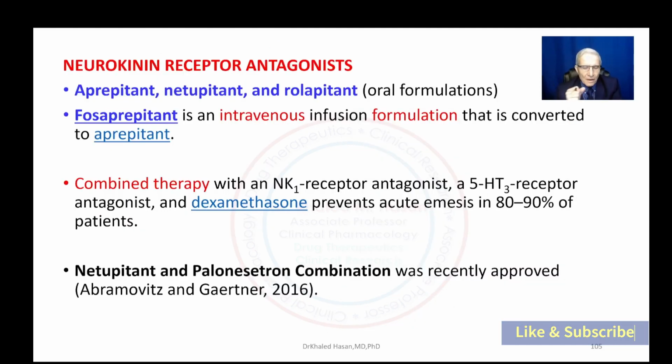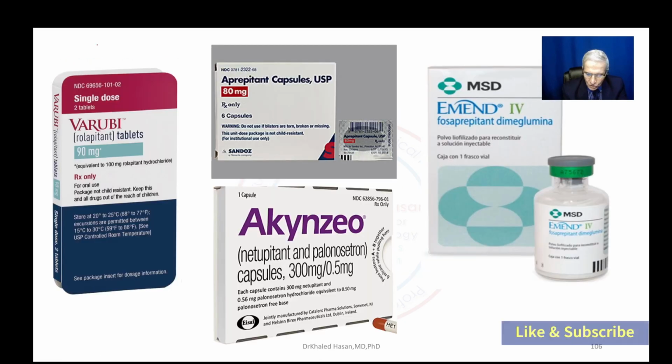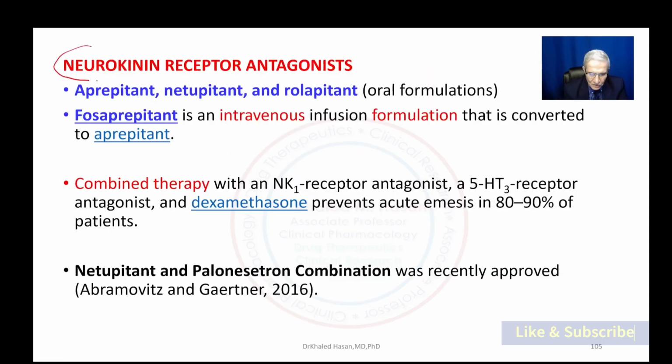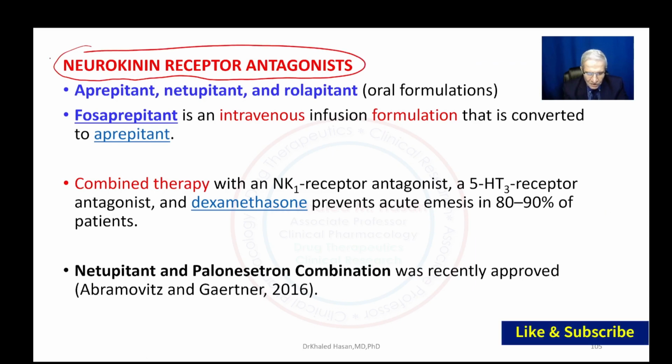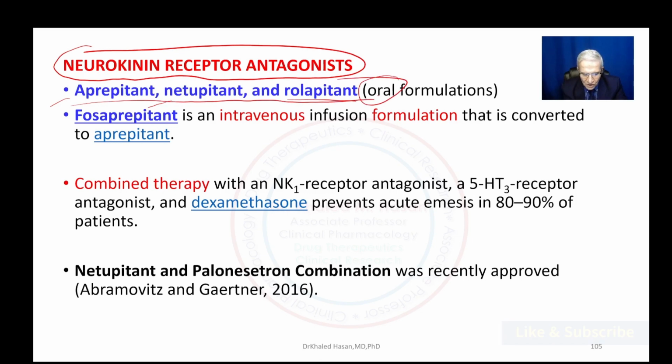Okay, moving to the next group of medication, we have three drugs in this group. We have neurokinin receptor antagonists: aprepitant, netupitant, and rolapitant. These are available in oral formulation. We have one medication available from this list, fosaprepitant, which is available as an IV infusion.